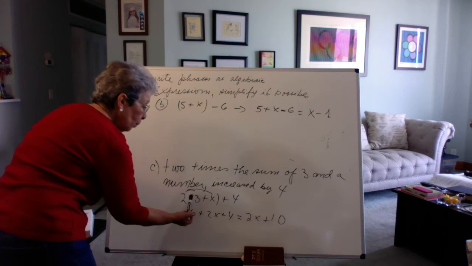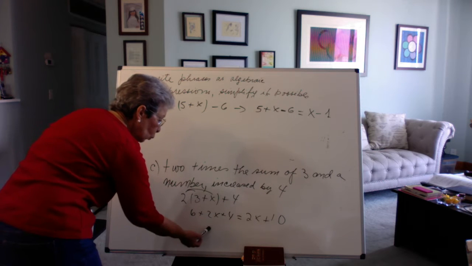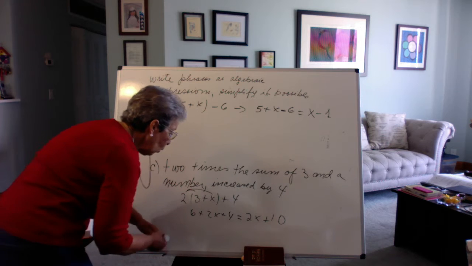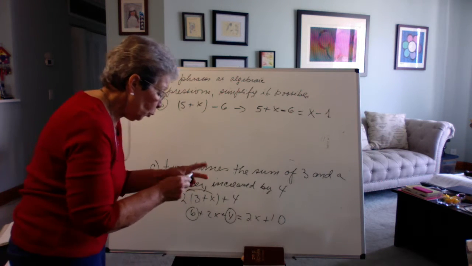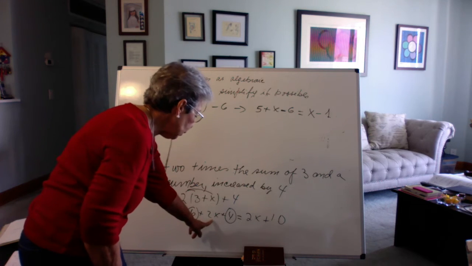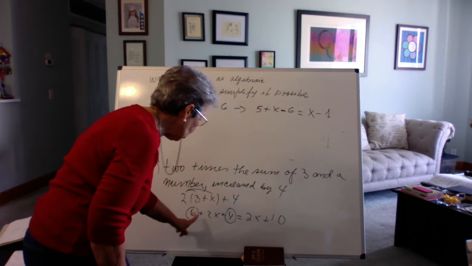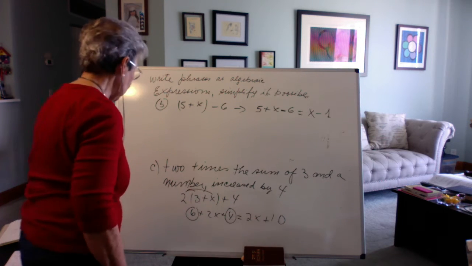In this case, you have to apply the distributive property. 2 times 3 is 6. 2 times x is 2x, plus 4. And now here you have to combine like terms, 6 plus 4. But we used to write always the variable, then the number. Let's write first 2x, and then 6 plus 4 is 10. And the answer is 2x plus 10.